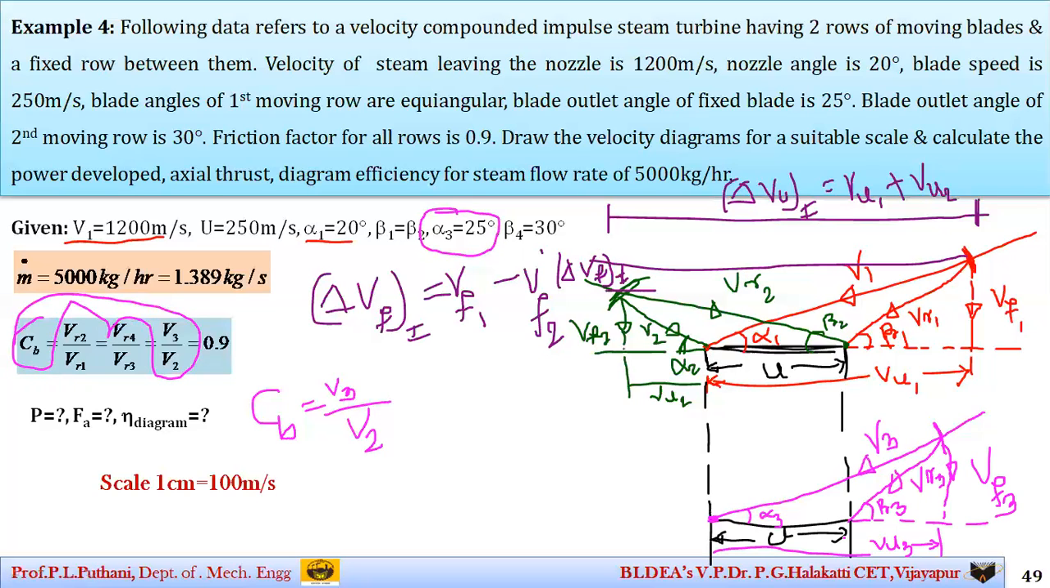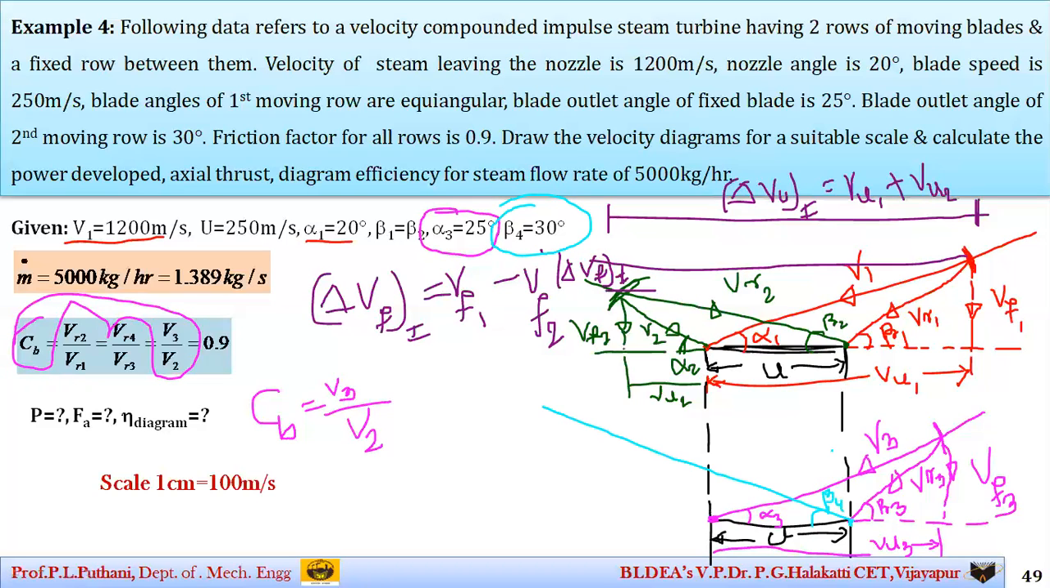Now, for the second stage, he has not said that the blades are equiangular, but instead he has given the condition, students. He has said clearly that the outlet moving blade angle, beta 4, is equal to 30 degrees. So I will place my protractor here, students, and from here 30 degrees I mark to the other side. So this is my beta 4.